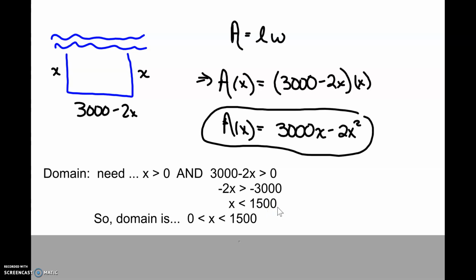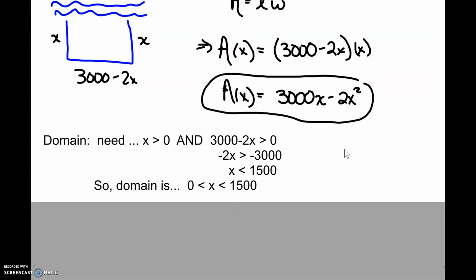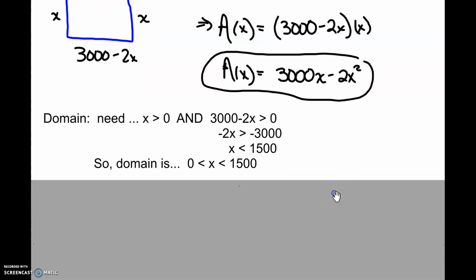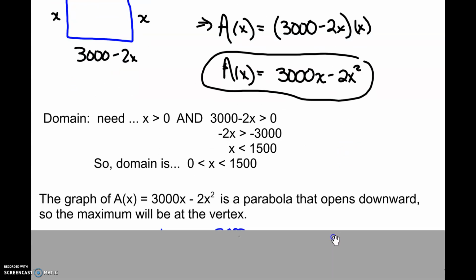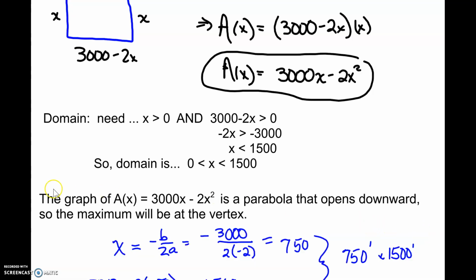The last step was to maximize, find the dimensions that maximize the area. Well, area is found by this function up here. If we were to graph this, it would be a parabola that opens downward. And we know then if it's a parabola that opens downward, the maximum will be at the vertex. We've used a formula before that tells us how to find the x coordinate of the vertex, and it's x equals the opposite of b over 2a.